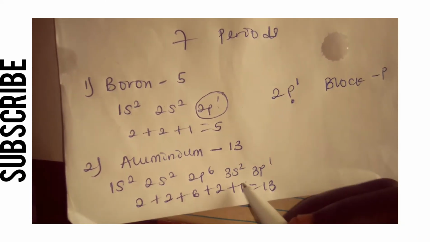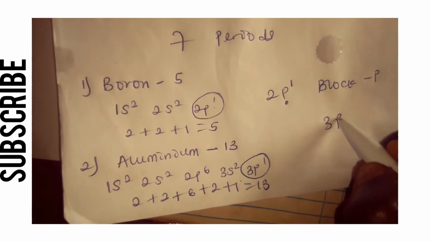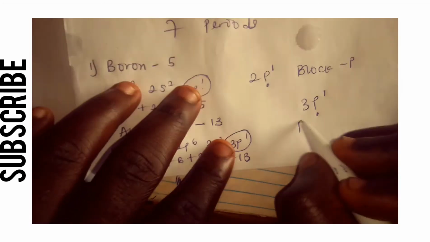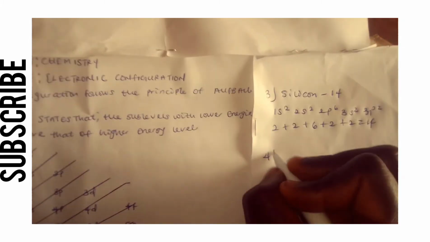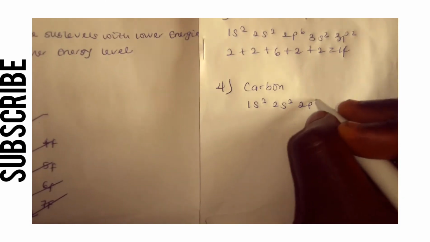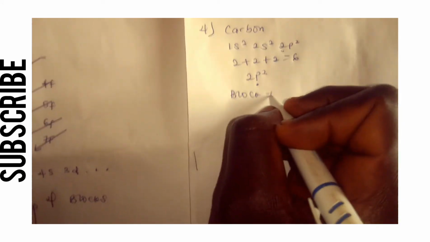1s2, 2s2, 2p6, 3s2, and 3p1. Let's take a look at the last orbital, 3p1. The letter here is p. Therefore, it also belongs to block p in the periodic table. Now, let's take a look at another example. Carbon, 1s2, 2s2, 2p2, where 2 plus 2 plus 2 is equal to 6. The last orbital here is 2p2, and the letter here is p. Therefore, carbon belongs to block p in the periodic table.